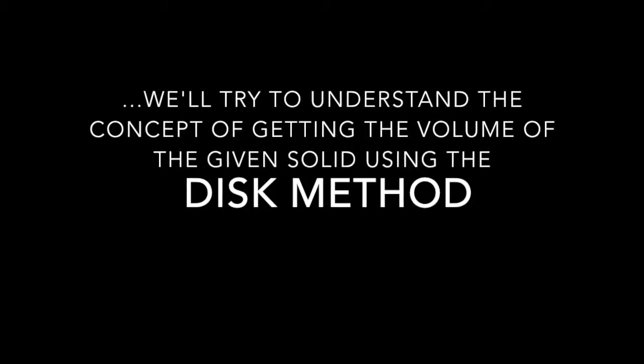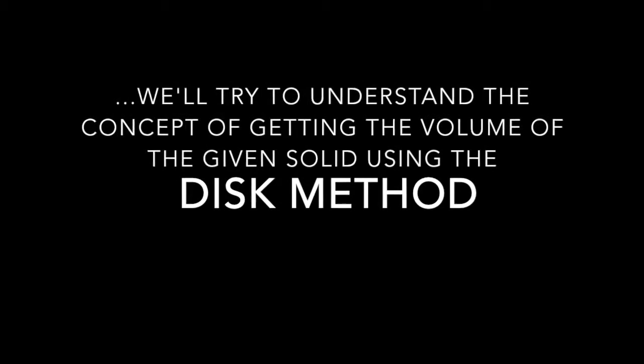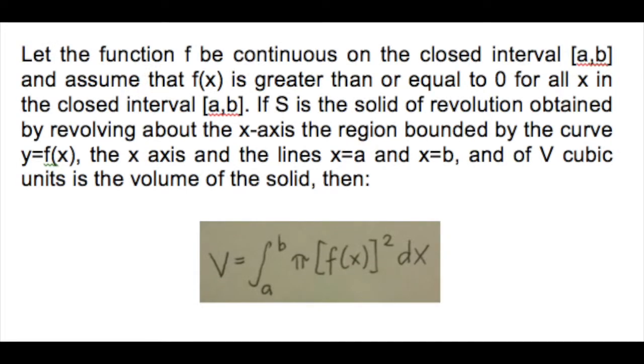So, now that we've defined a solid of revolution, we will now try to understand the concept of getting the volume of the given solid using the disk method. First, let us learn the theorem behind the disk method. Let the function f be continuous on the closed interval [a, b], and assume that f of x is greater than or equal to 0 for all x in the closed interval [a, b].